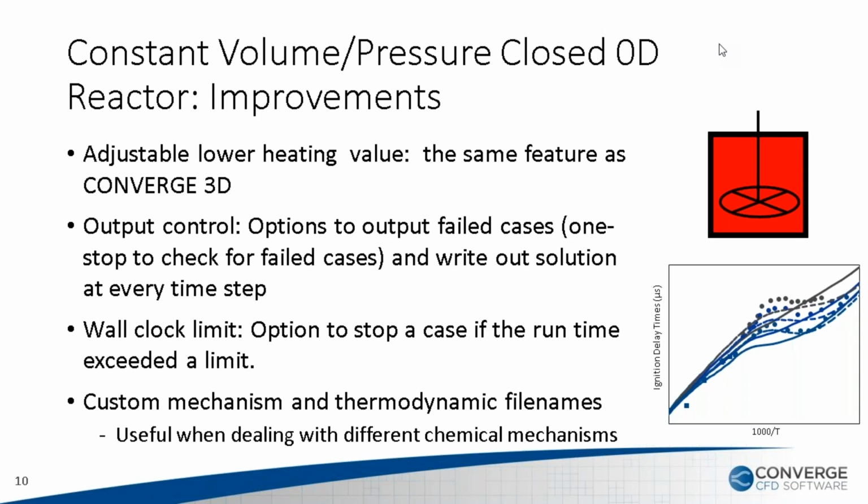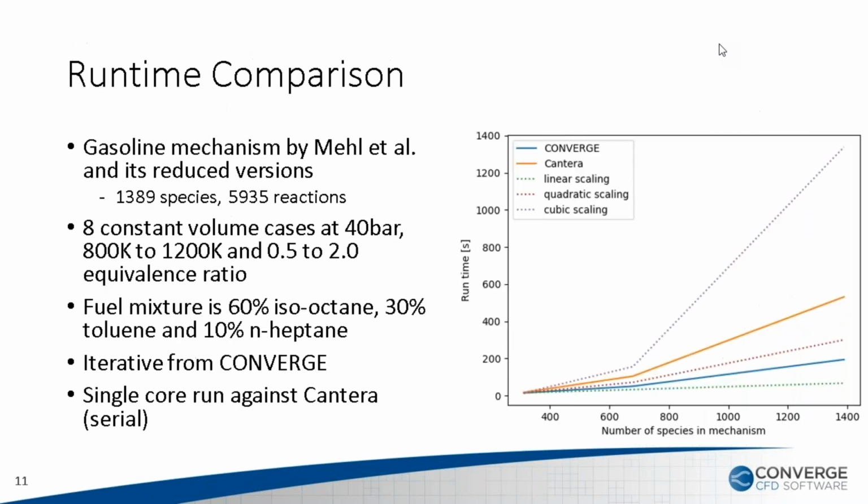In 3.0 we also allow users to have custom mechanism and thermodynamic file names. This is very useful if you're dealing with different chemical mechanisms and you want them to have different names, so that you know which cases you're running using which mechanism.